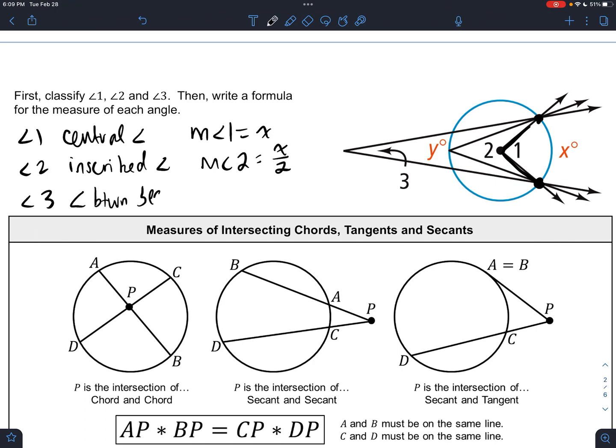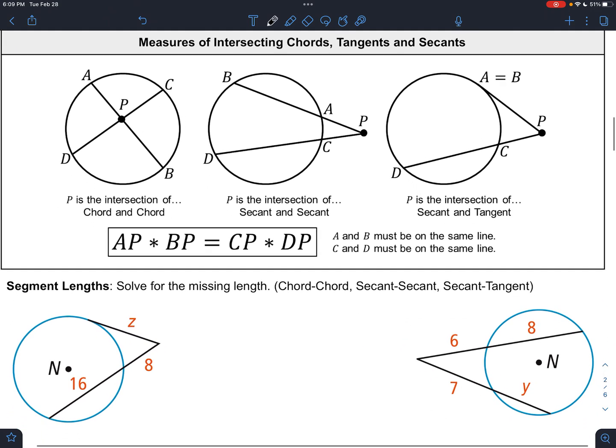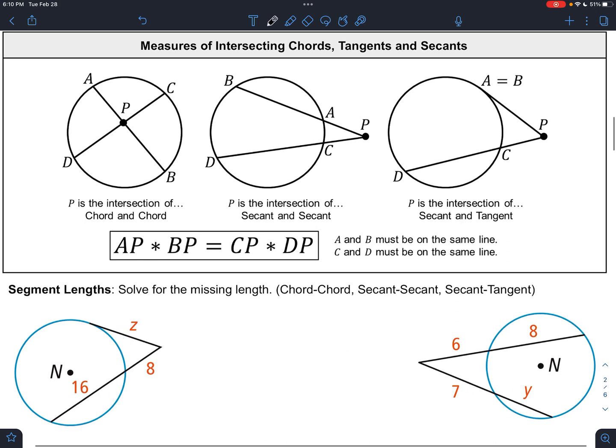And angle 3 is just the angle of 2 secants. So our formula for that would be a far arc minus a near arc, because we're looking at this picture now, where this is far, and this is near, and this is 3. So it's going to just be the formula 1/2 far minus near. So pretty interesting to link all of those together at once.